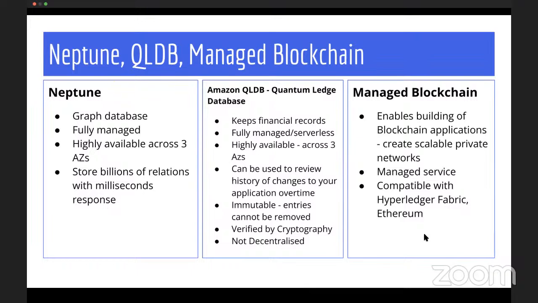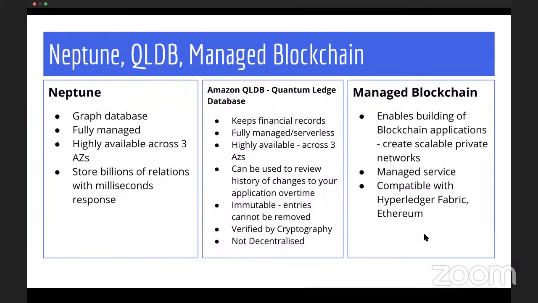Now, the basic use is you can review the history of your changes, maybe to your application, whatever you're saving to it over a period of time. And the big deal about this is it is immutable, which means once you save a record, it cannot be removed. Of course, if you want to look at changes or history over a period of time, then it doesn't make sense to remove data from an earlier period. So the entries cannot be removed, and every entry is verified by cryptography. Now, it is not decentralized. I know the word ledger makes it seem a little like a blockchain kind of ledger, but this isn't decentralized.